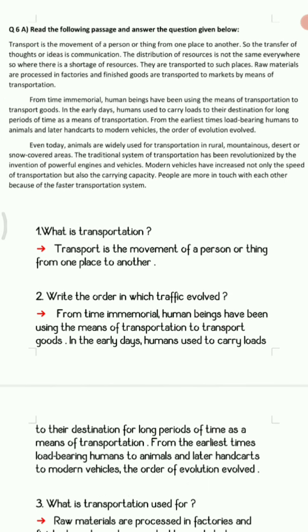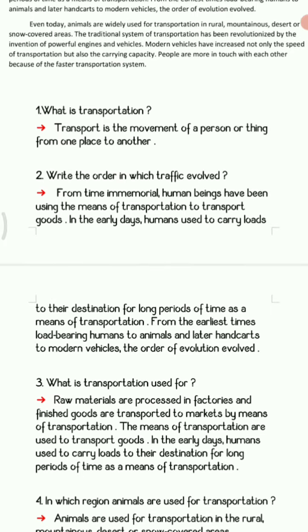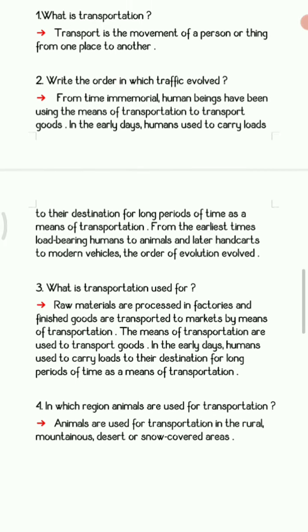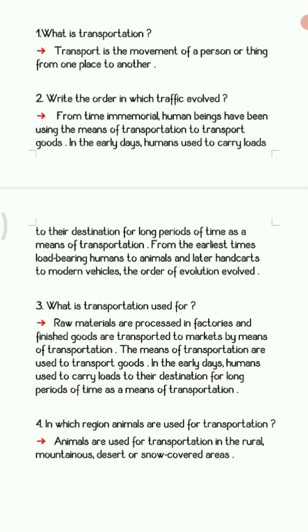Then we have passage number 6a. This is the next passage. Transport is the movement of a person or a thing from one place to another. These are the questions related to this passage and the answers of them.